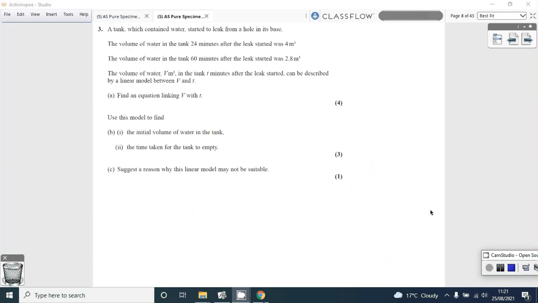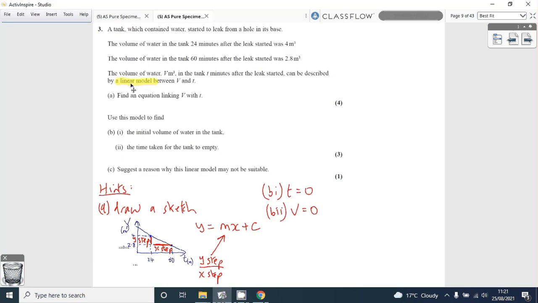Question 3. So the hints for this question. Now the key thing here is just to pick up that there's a linear model, okay? So it's going to be following y equals mx plus c. It's just a straight line. Now it looks complicated on the face of it, but I think with a little sketch you can gather your thoughts, because at the end of the day, just think y equals mx plus c.